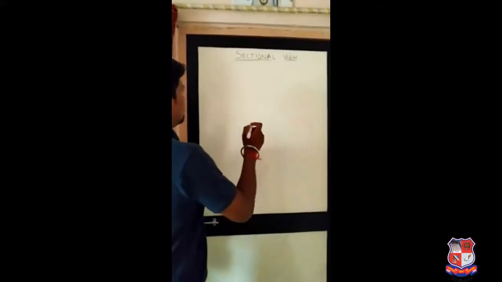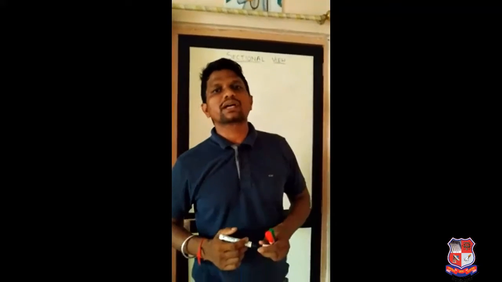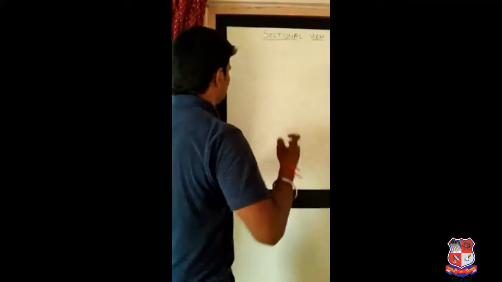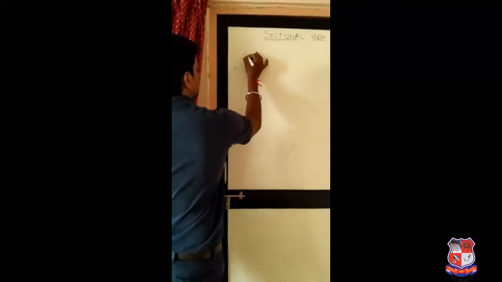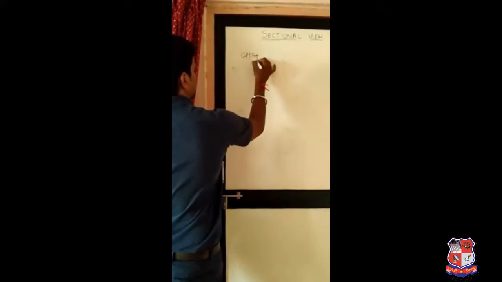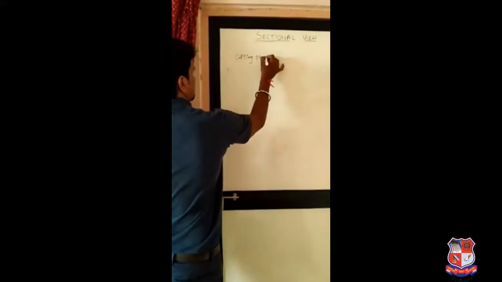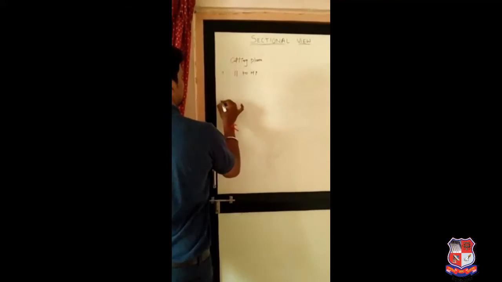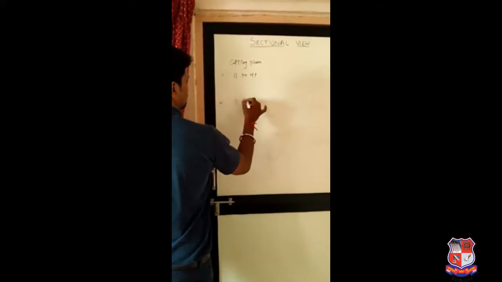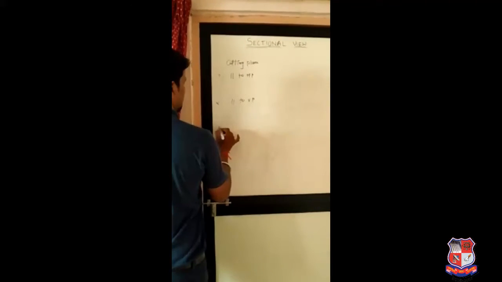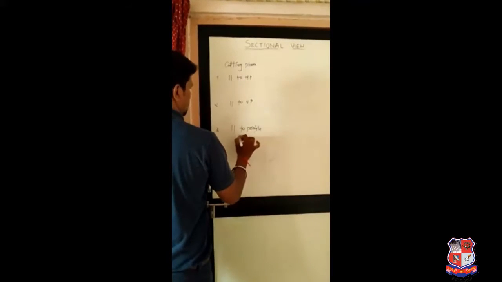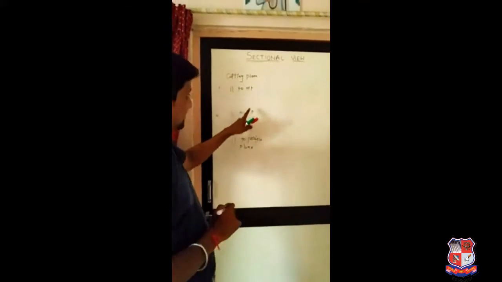Okay. Now we need to study how we are going to cut the object. There are three methods to cut an object. Method number one, when the cutting plane is parallel to the horizontal plane. Second method, when the cutting plane is parallel to the vertical plane. And third method, when the cutting plane is parallel to the profile plane. These are the three principal planes: horizontal plane, vertical plane and profile plane.